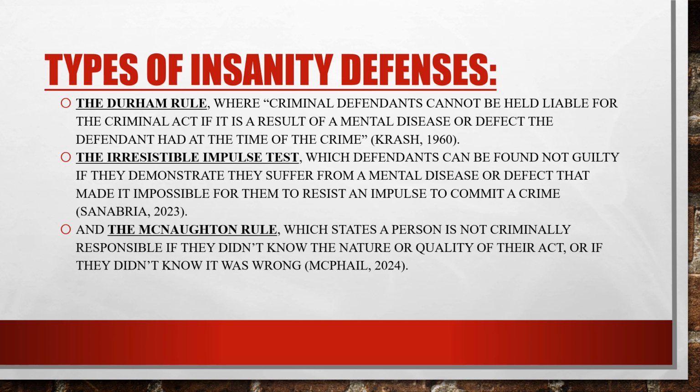When an accused individual is going to use the insanity defense, there are three types that they can use. The Durham rule, where criminal defendants cannot be held liable for the criminal act if it is a result of a mental disease or defect the defendant had at the time of the crime. The irresistible impulse test, which defendants can be found not guilty if they demonstrate they suffer from a mental disease or defect that made it impossible for them to resist an impulse to commit a crime. And the McNaughton rule, which states a person is not criminally responsible if they didn't know the nature or quality of their act or if they didn't know it was wrong.